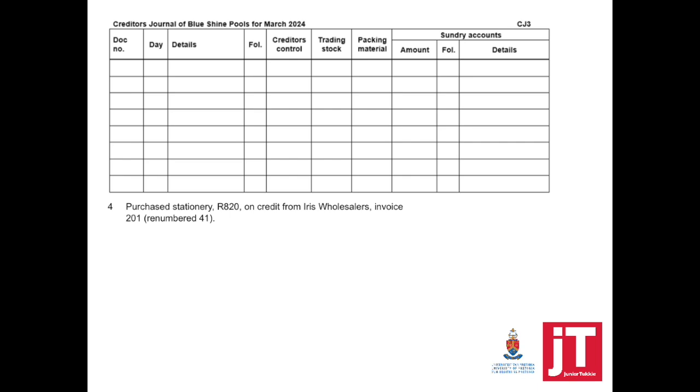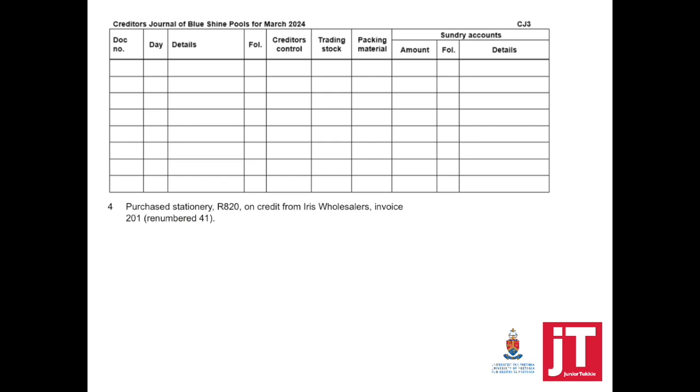I'm going to approach this a little bit differently by first starting with the creditors journal. I've sorted out the transactions which will go into the cash payment journal and which will go into the creditors journal. So if we look at the first transaction on day 4, it says purchase stationery 820 on credit from Iris Wholesalers, invoice number 201, renumbered 41. So the key words here are purchase on credit. Secondly, an invoice. That's the source document, the evidence that the transaction took place. And they specifically said renumbered.